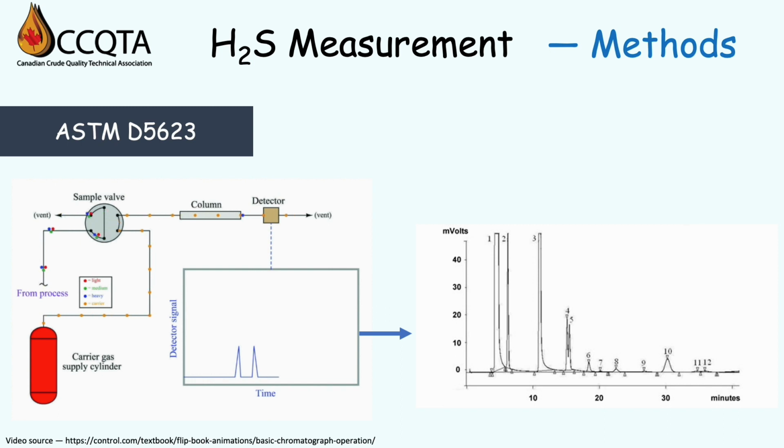This is a high accuracy method with few interferences, however it also tends to be the highest cost since the chromatography and detector systems are very expensive. This method is best used when speciation is required to identify other species or in the event of a dispute. This method reports results on the whole crude on a mass basis in milligrams of H2S per kilogram of sample.